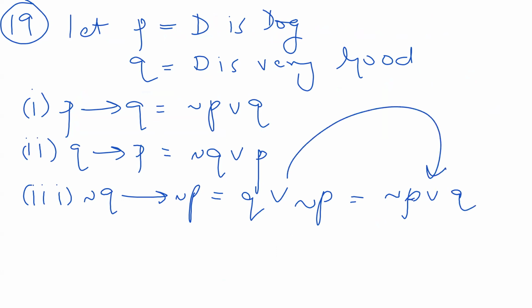Because this and this is almost same. I'm just writing that P part first. Fourth one, what is a given symbolic form?